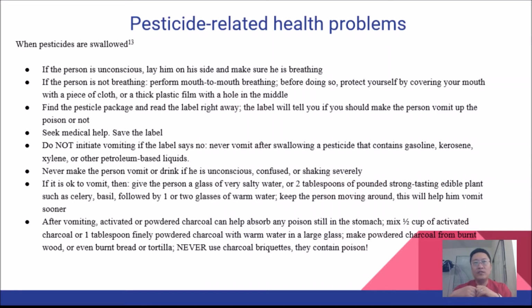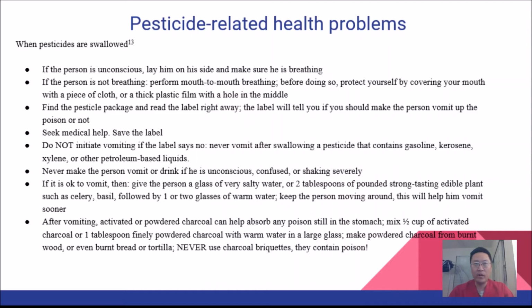And next, you should find the pesticide package and read the label right away. The label will tell you if you should make the person vomit up the poison or not. Seek medical help and save the label. Do not initiate vomiting if the label says no. Never vomit after swallowing a pesticide that contains gasoline, kerosene, xylene, or other petroleum-based liquids. Never make the person vomit or drink if he is unconscious, confused, or sick severely.